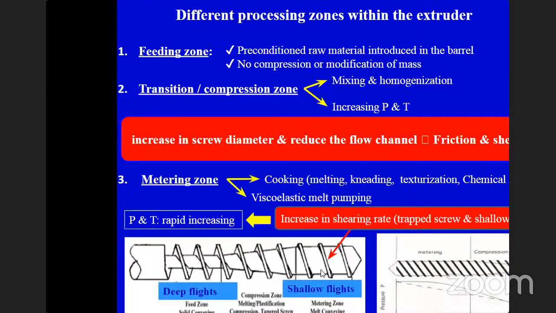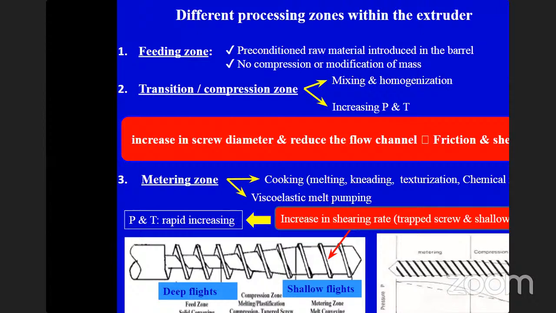Now, let's see what about the different processing zones within the extruder. We have 3 different zones within the extruder with different profiles of pressure and temperature. The first zone is the feeding zone. In this zone, the preconditioned raw materials are introduced in the barrel and conveyed along the barrel by a rotating screw. So no compression or modification of mass can be observed in this zone, or a slight compression of material, we can say that.